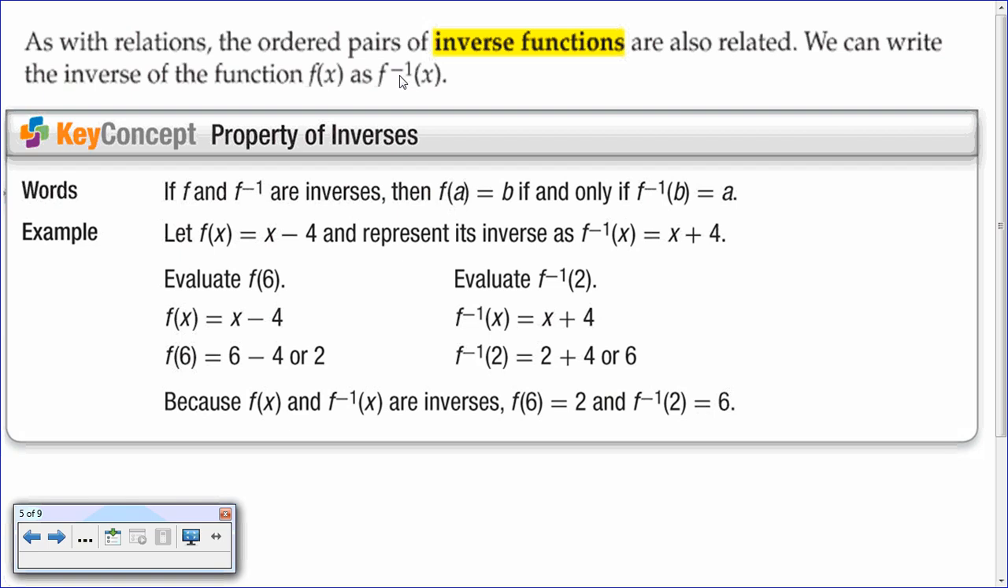Now, one thing you can look at on a function to tell whether they're inverses is, let's say that we've got two functions. One is x minus 4 and the other is x plus 4. Well, you notice if we run a 6 through our first function, 6 minus 4 is 2. Take that 2 and run it through the second function. 2 plus 4 is 6. So since we put in a 6 and got out a 2, and put in a 2 and got out a 6, that means that these two functions are inverses of each other.